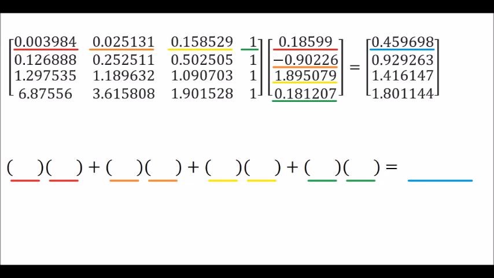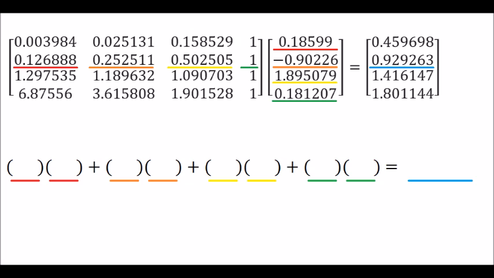Once again, we must multiply the colored pairs together, red multiplied by red, orange multiplied by orange, yellow by yellow, and green by green. When we add these 4 pairs together, we get the value underlined in blue. For row 1, this says that y1 should equal 0.459698. Did you get the same answer I did? Secondly, does that value match the original y value from our data table? If not, that is a sign we did something wrong.